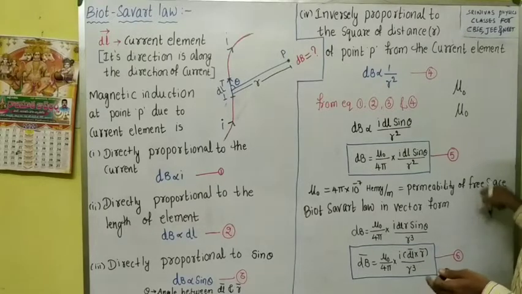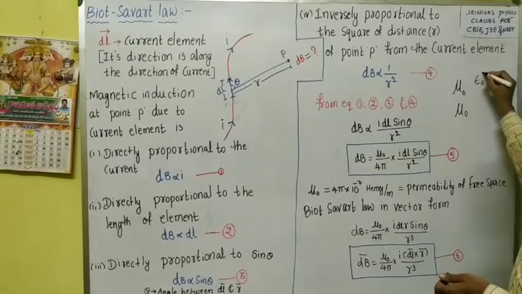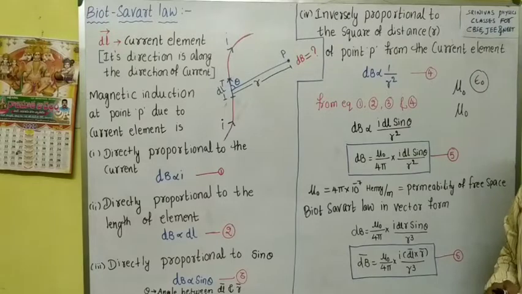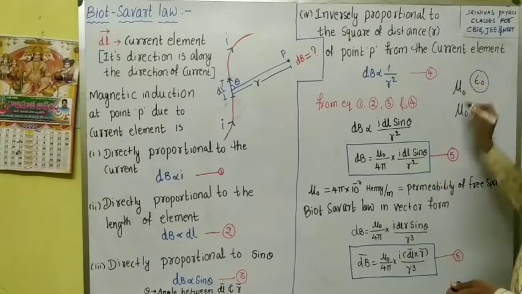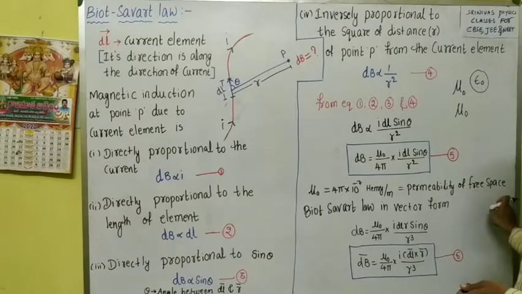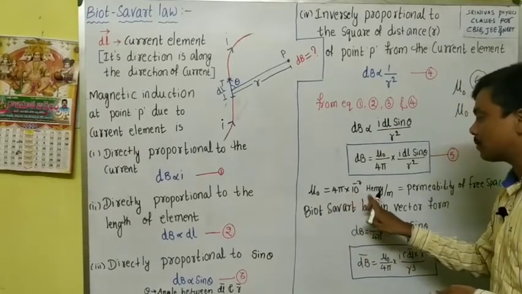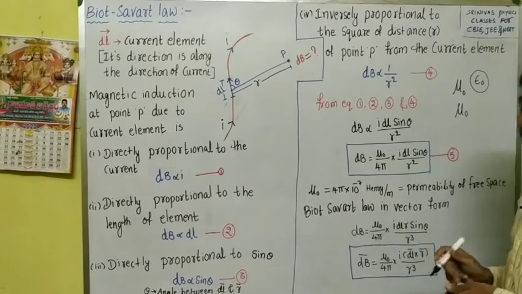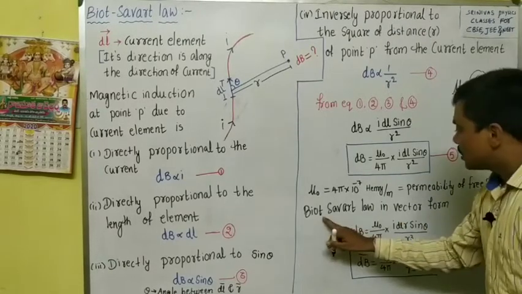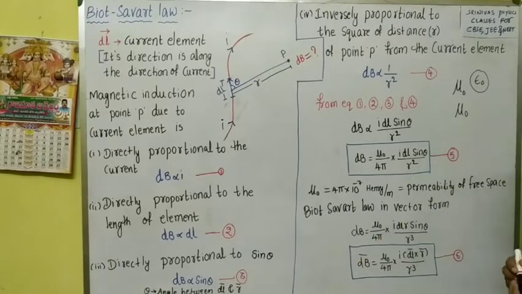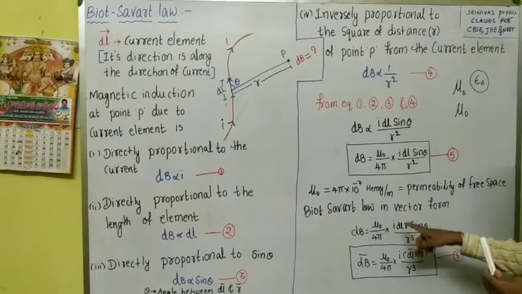In electricity we discussed epsilon naught, that is the permittivity of free space. Mu naught is the permeability of free space. It also has a fixed value, that is 4 pi into 10 to the power of minus 7 Henry per meter. And now this Biot-Savart law, if you want to express it in vector form, right?